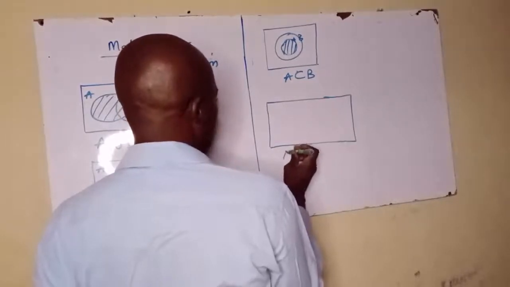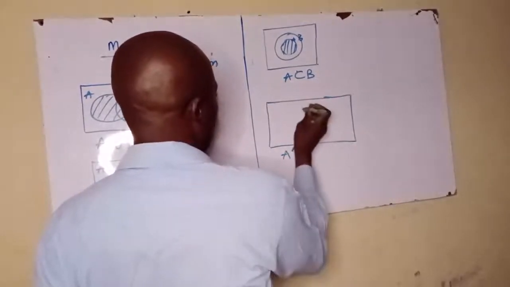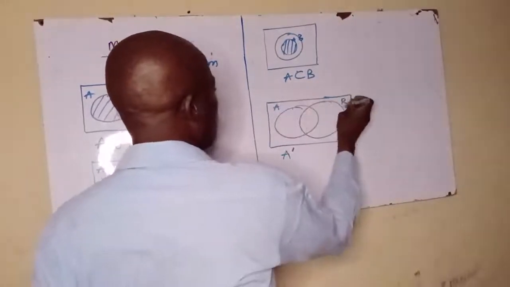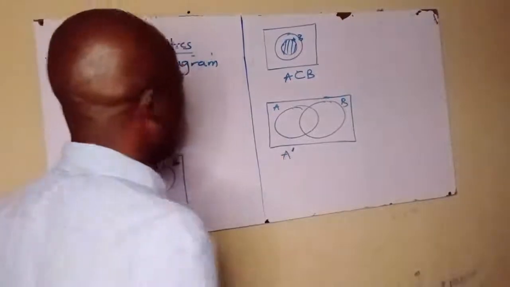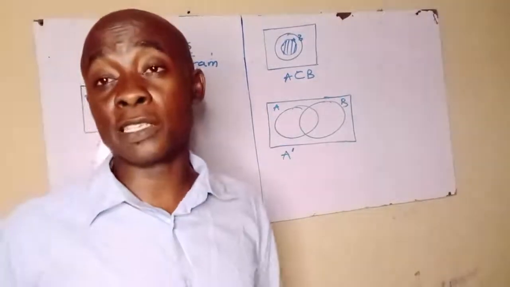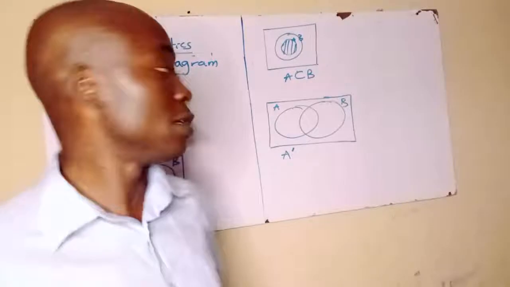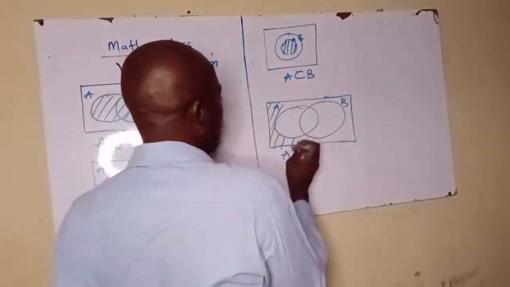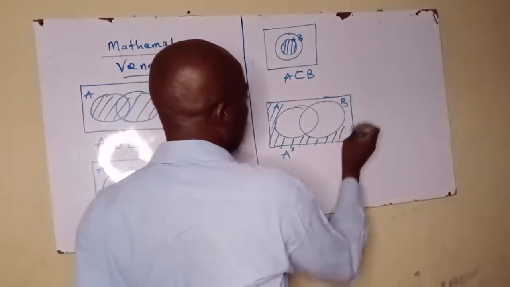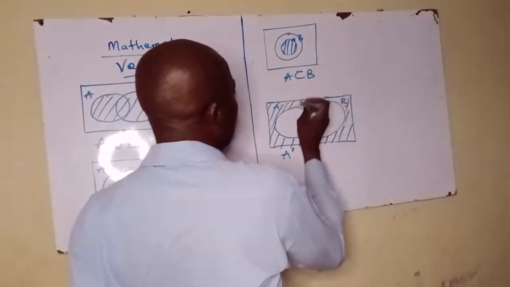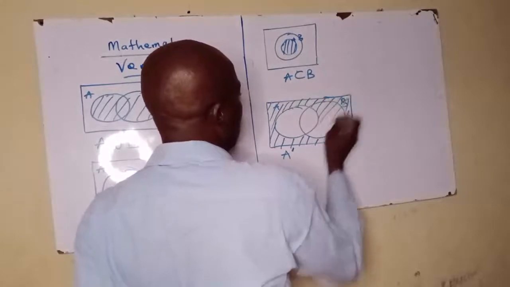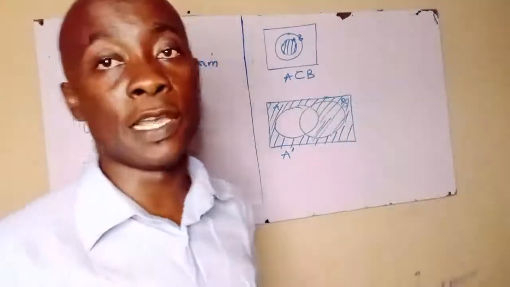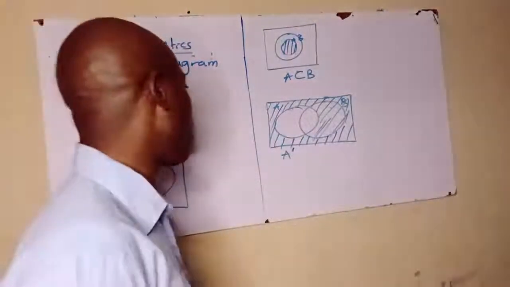A complement. So if you want to say complement, we say complement. A complement. How do I go about it? What is inside the universal set that is not in A? So if I want to get A complement now, I will shade everywhere in the universal set. I shade everywhere, but I will leave A alone and shade everything that is there. So this place now is A complement.